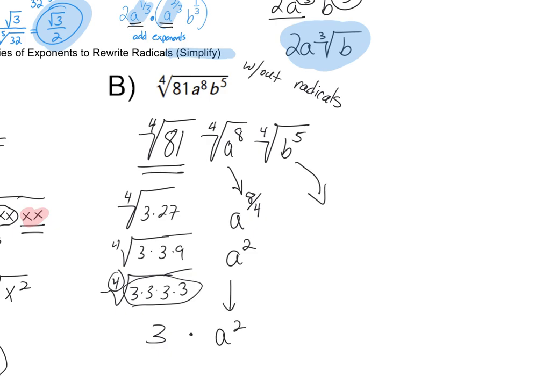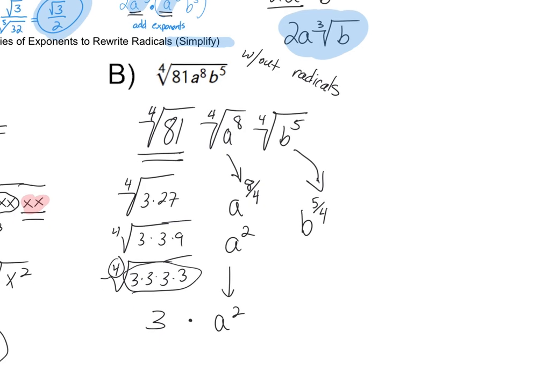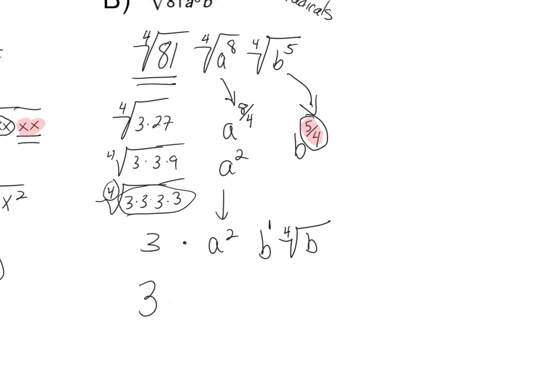Finally, here we go. Now if I rewrite this, I have b to the 5/4. If I divide these two now, 5 divided by 4 is going to give me b to the 1st, but under the fourth root, I still have some left over. There's going to be 1 b left over, so I have the fourth root of b. When I put this all together, I'm going to have 3a squared b, fourth root of b.